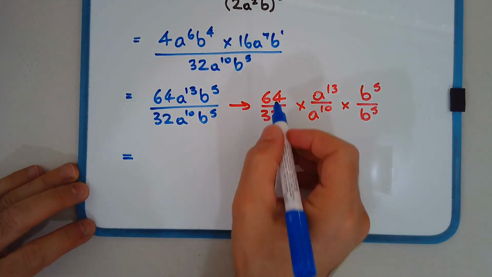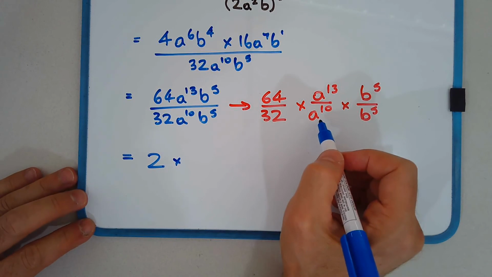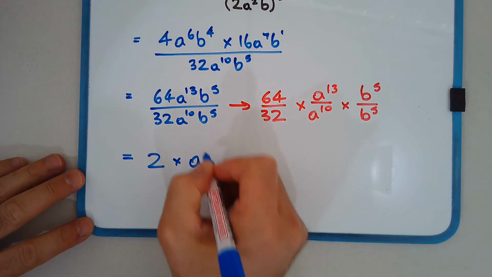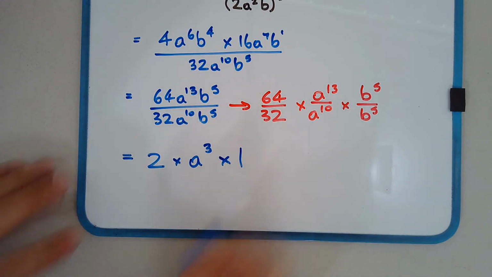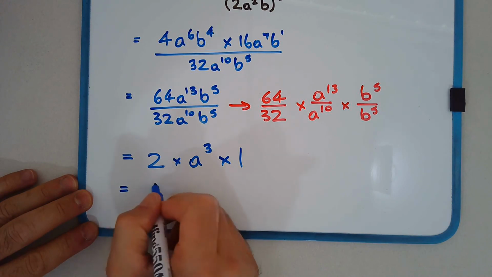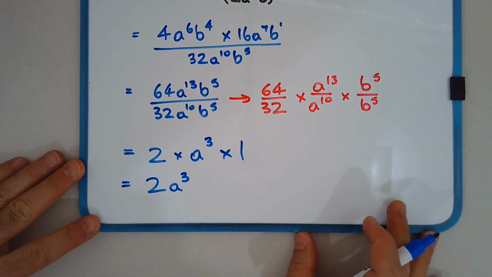So 64 on 32 is just 2. A to the 13 on a to the 10, this is index law number 2. We subtract the indices, so that's going to be a to the 3, and times 1. B to the 5 on b to the 5 is just 1. Just bring it all together: 2a to the power of 3. All right, thanks for watching.